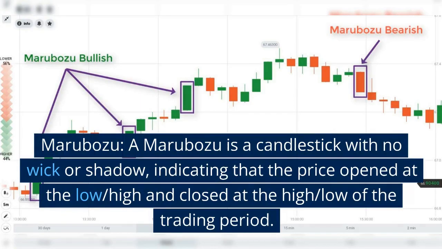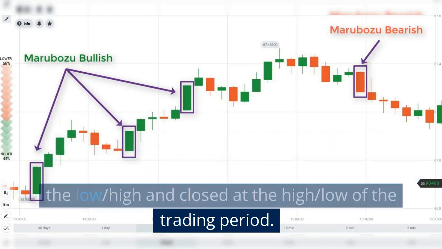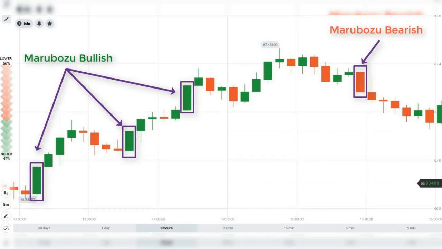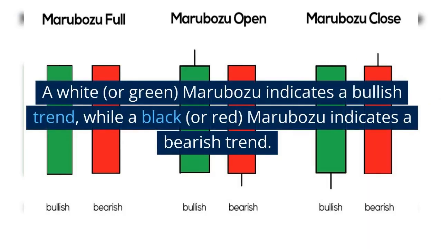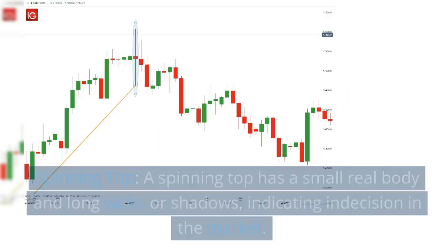Next is Marubozu candlestick. A Marubozu is a candlestick with no wick or shadow, indicating that the price opened at the low or high and closed at the high or low of the trading period. You can see the image showing the Marubozu bullish and Marubozu bearish. A green Marubozu indicates the bullish trend. Black or red Marubozu indicates the bearish trend.